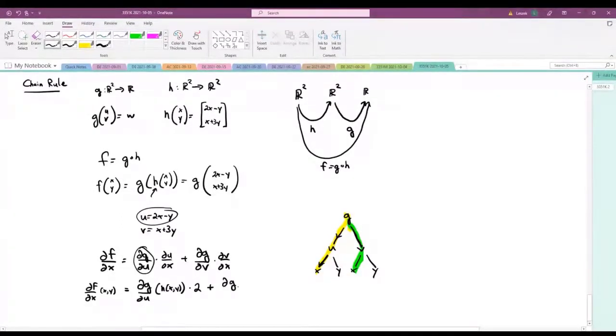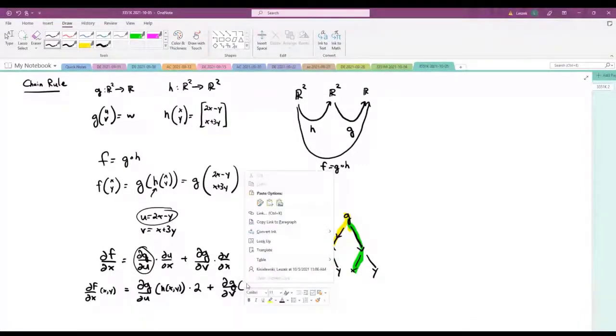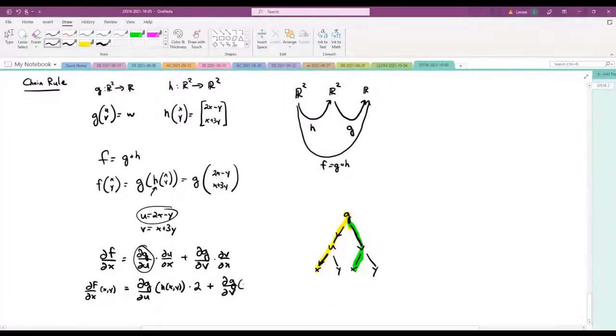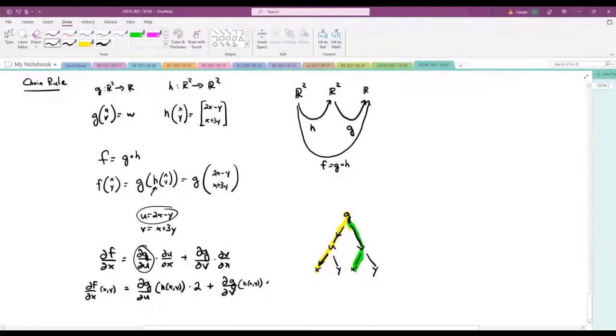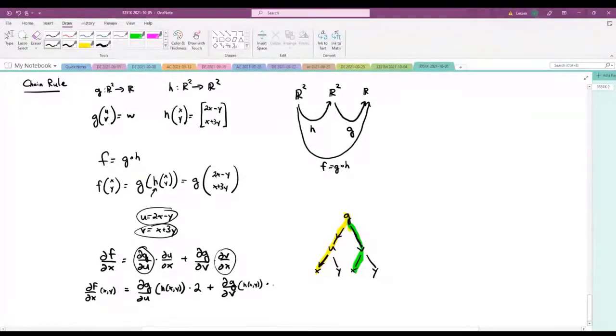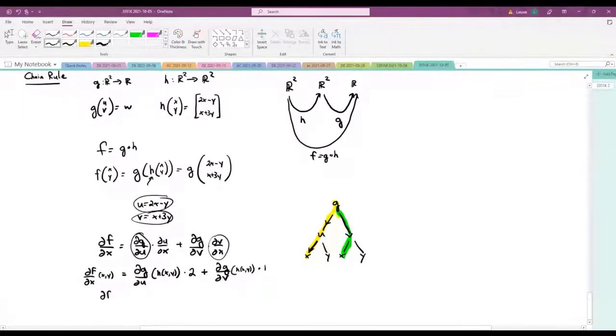The derivative of g with respect to v, since we don't know what g is, we can't really write anything except to say that we're going to evaluate this derivative at a u-v pair where u and v is given by h of x, y. And then times the derivative of v with respect to x, we can compute directly, it's just 1. Okay, so we can do something similar for the derivative of f with respect to y.